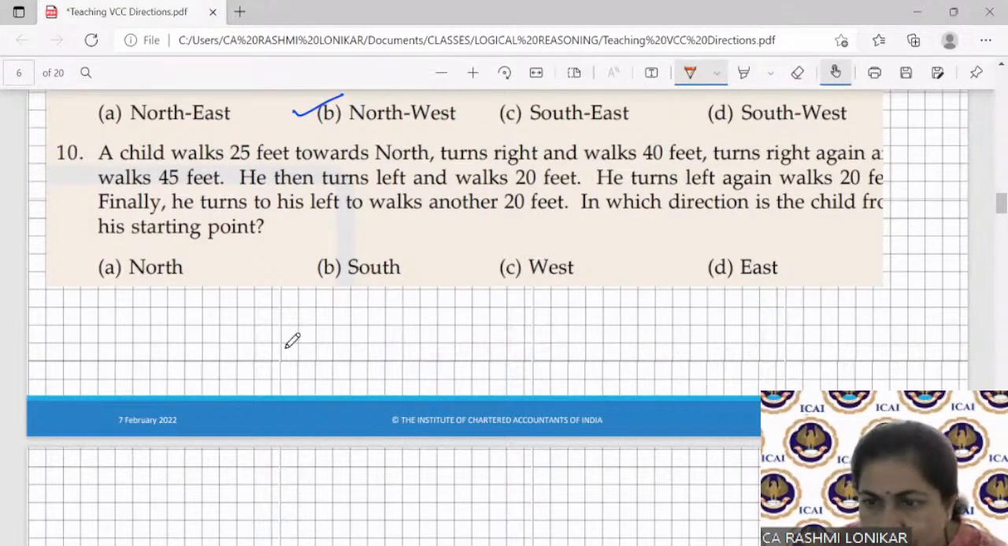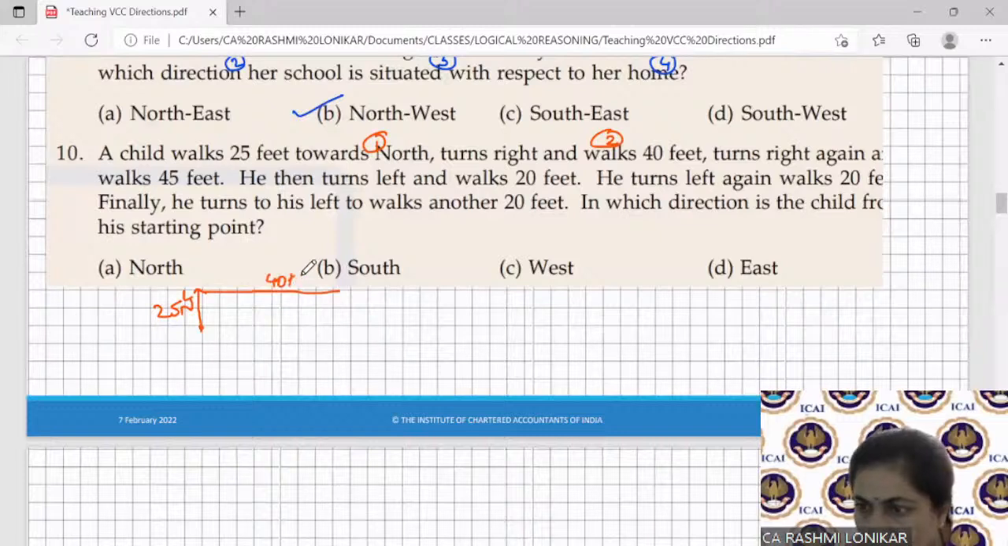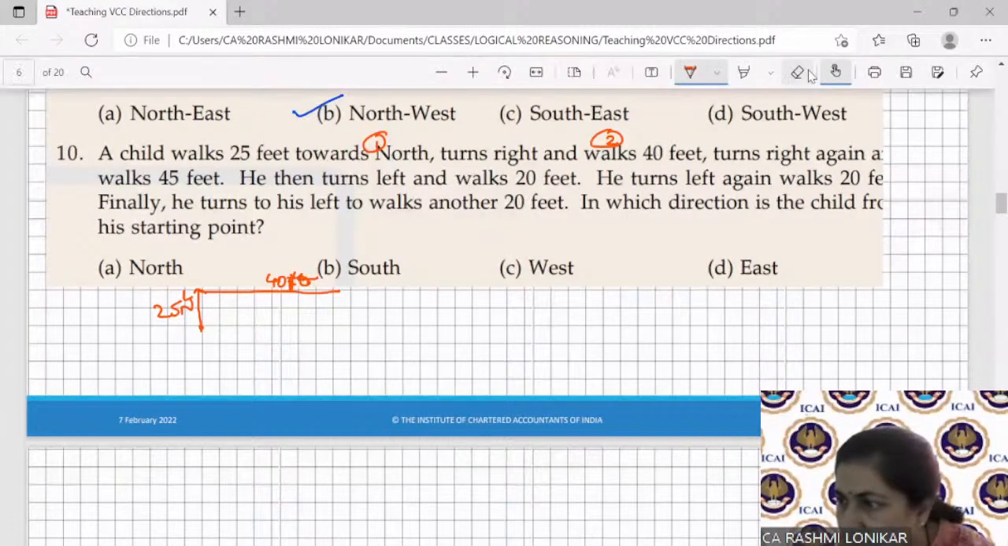A child walks 25 kilometers to the north. So he's standing over here. He walks 25 kilometers to the north. This is the first. Then turns right and walks 40 kilometers. So where is his left? This is his left direction. Then he turns right and walks 40 kilometers. So this is 40, feet, sorry, 40 feet. This is 25 feet. Let me rub it out.